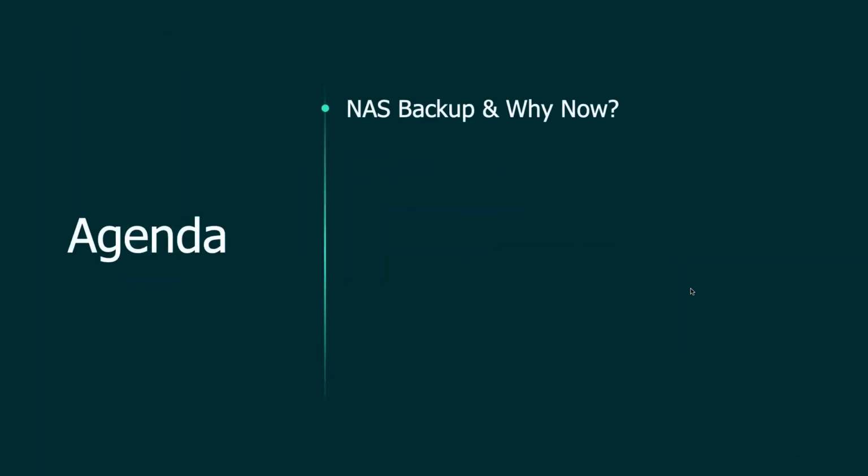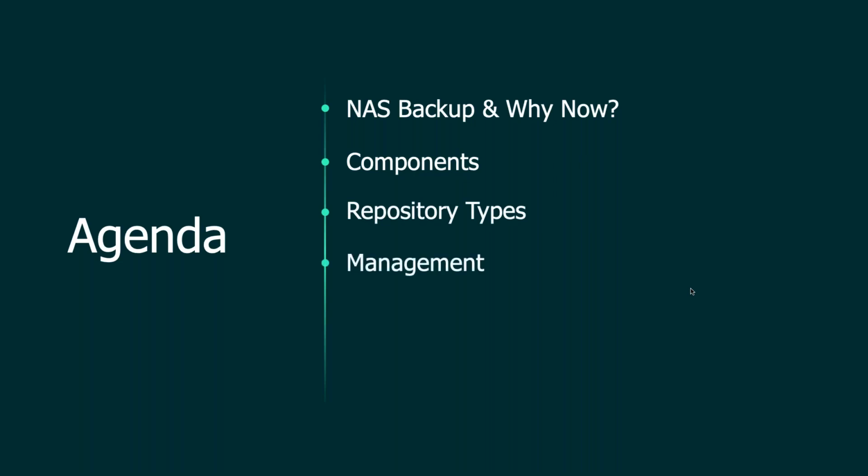Okay, so what we're going to get into. First of all, let's talk about NAS backup. Let's talk about why it's taken us potentially 13 years to deliver something that allows you to protect your unstructured data. We're going to walk through the components that we use to protect that data, and look at where we store that data in terms of repositories. We're going to look at what management options we have, from the Veeam Backup & Replication point of view, but also other components within the Veeam family that allow us to do that.